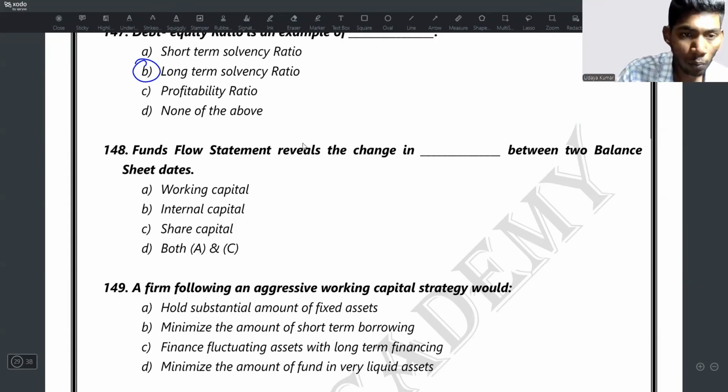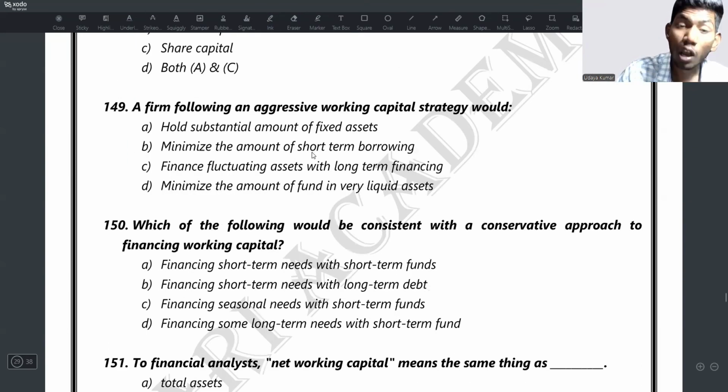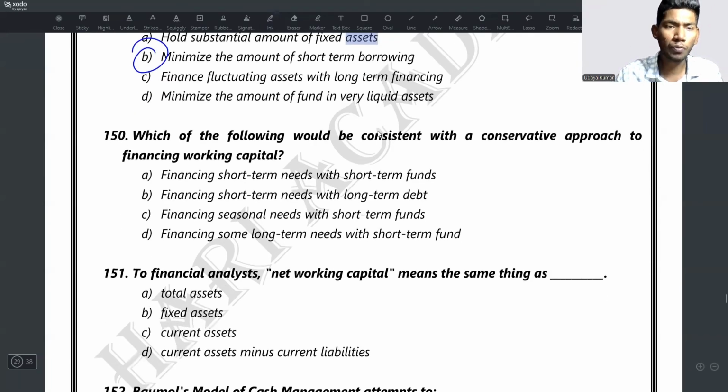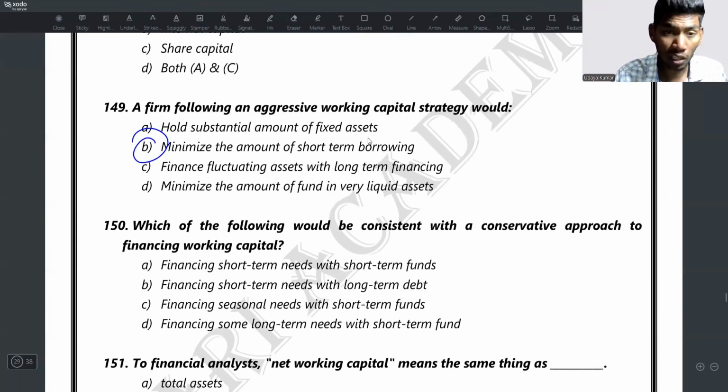Moving to question number 149. A firm following an aggressive working capital strategy would hold a substantial amount of fixed assets, or B, minimize the amount of short-term borrowing, C, finance fluctuating assets with long-term financing, D, minimize the amount of funding in very liquid assets. An aggressive working capital strategy would minimize the amount of short-term borrowing, so then only can you reduce the current liabilities. Moving to question 150. Which of the following would be consistent with a conservative approach to financing working capital? Financing short-term needs with short-term funds.